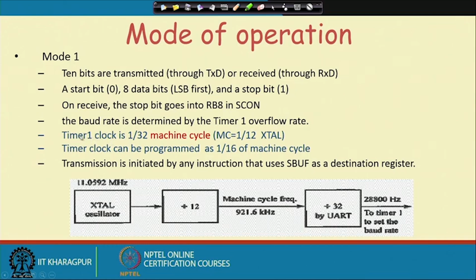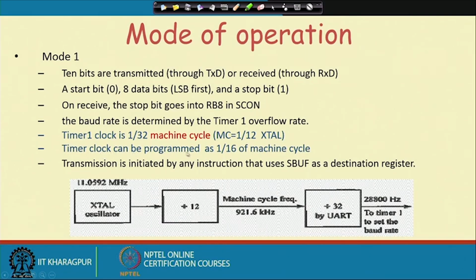The timer 1 clock is 1/32 of the machine cycle, and the machine cycle is 1/12 of the crystal. So, you can find out the value of the machine cycle. The crystal is 11.0592 megahertz, divided by 12, and that is again divided by 32 for feeding the UART clock. That way you can set the timer 1 value. So timer 1 is now getting a clock of 28800 hertz. Accordingly, you can set the timer value for getting that delay.